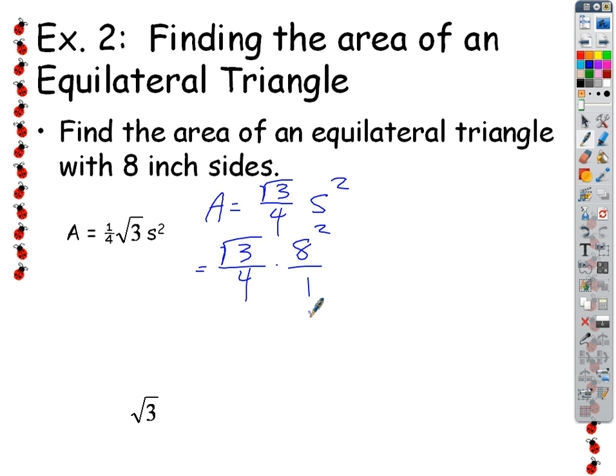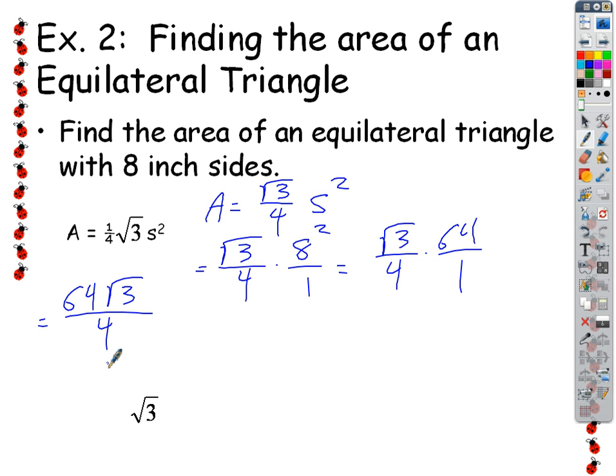And that's really just 8 squared over 1, isn't it? If I want to multiply fractions. What's 8 squared? 64. Okay, so this looks like the square root of 3 over 4 times 64 over 1. Now when I multiply fractions, I just multiply straight across, right? So on the top, I'm going to get the square root of 3 times 64, but whenever we multiply a number by a radical, we always want to put the radical last. So we end up with, on the top, 64 radical 3.